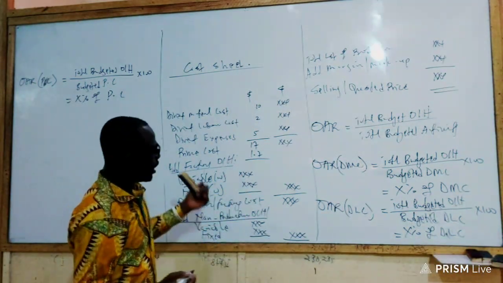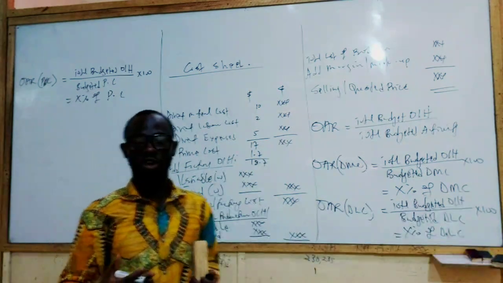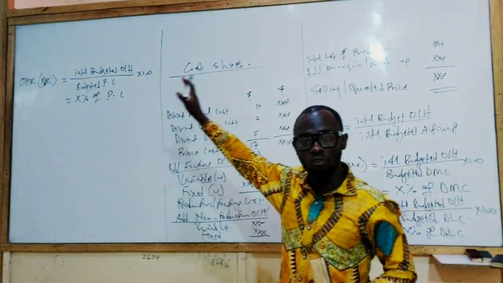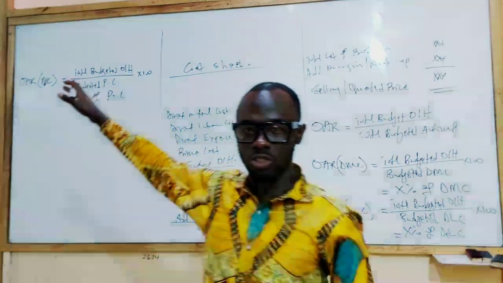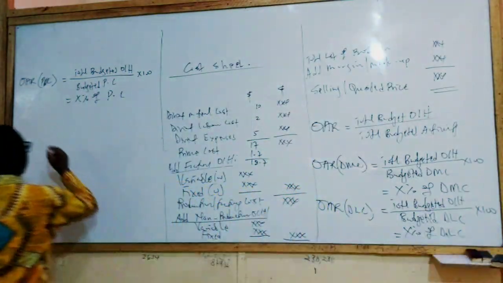So that is going to be 18.7. That becomes our factory cost or our production cost. So that is how we deal with the overhead absorption rate using the prime cost. Then we come to the next one.